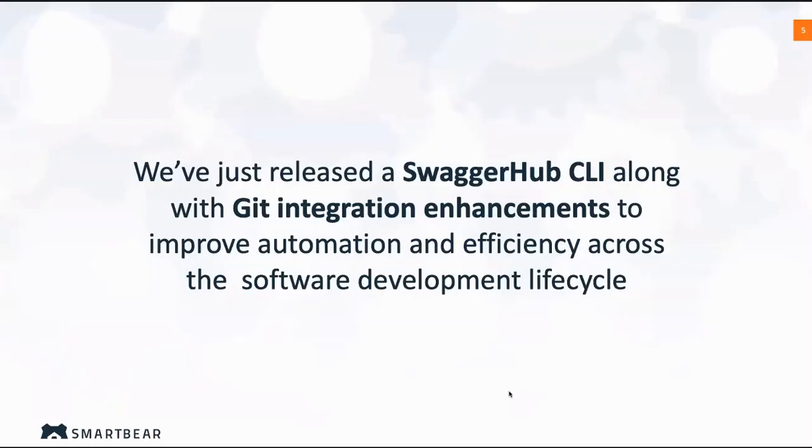Just to briefly mention what we've released, so you have an idea: for one, we've created a new CLI tool. The CLI tool is really geared toward the CI/CD experience, being able to automate around SwaggerHub in a build pipeline. And then we've also enhanced some of our Git integrations to improve that workflow within SwaggerHub. And this is all to make it easier to implement an API strategy across your entire company, and to automate across your entire company.